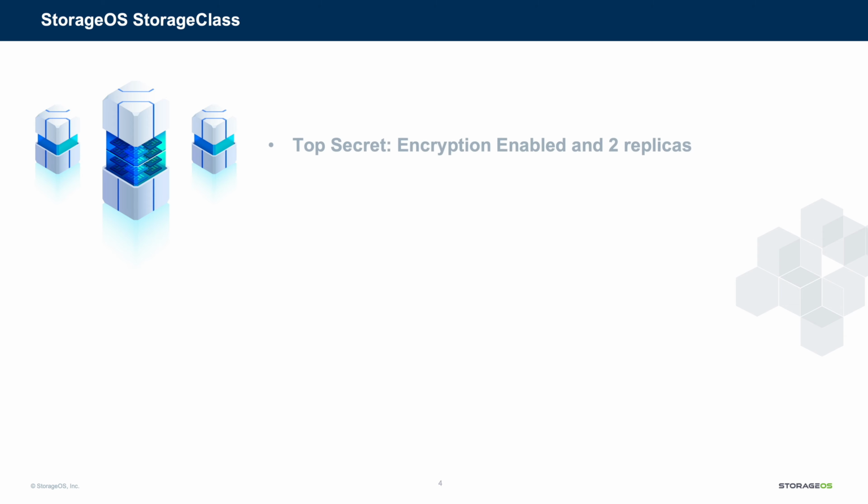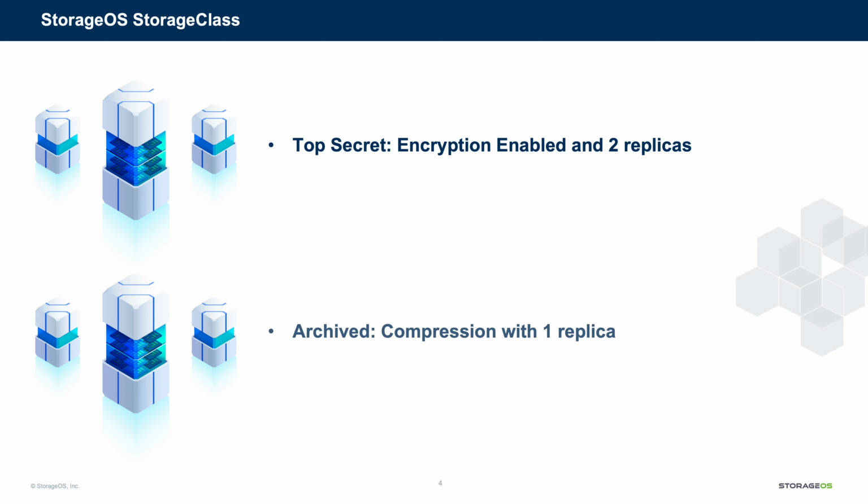We'll then have a tier we refer to as top secret, where this again will have 2 replicas, but will also include data encryption at rest. Finally, we're going to create a tier that we'll refer to as archive, where we will enable data compression and ensure that there is a single replica.